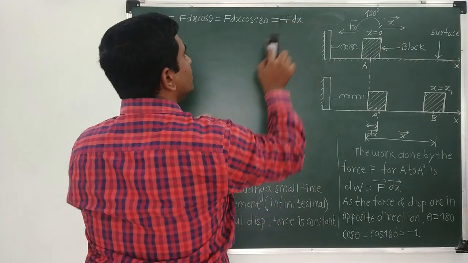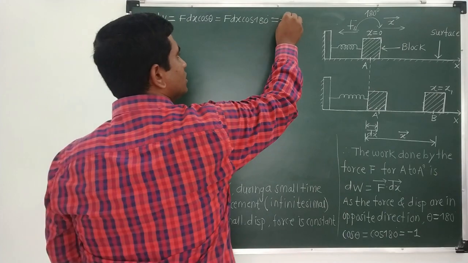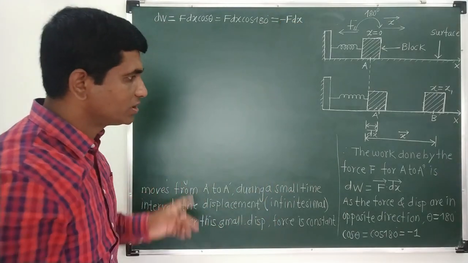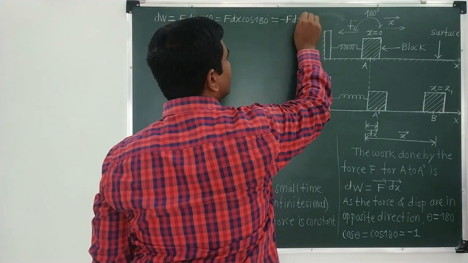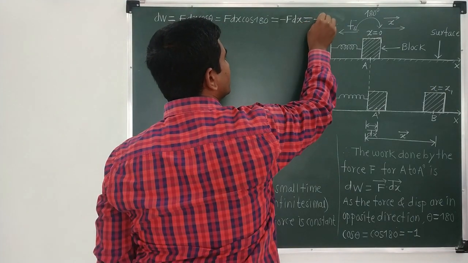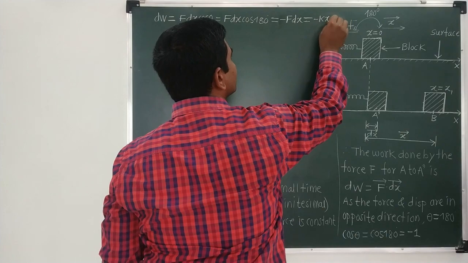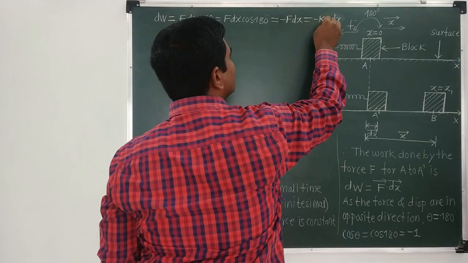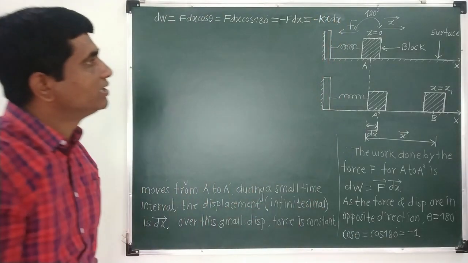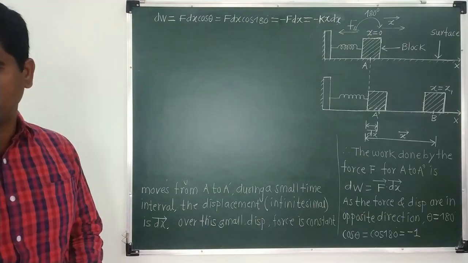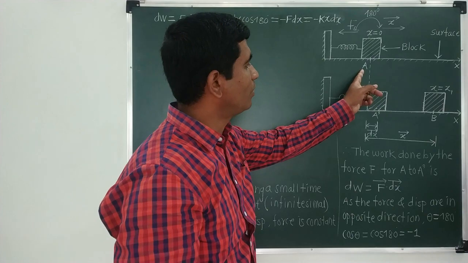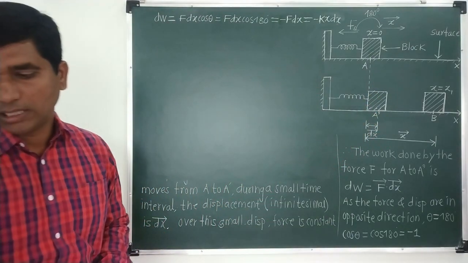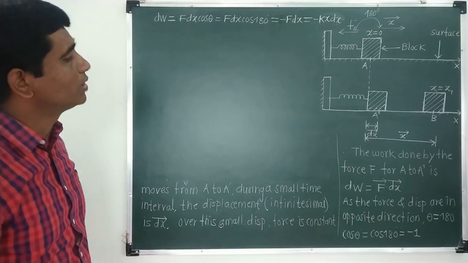But we know that this force, just we had seen, this force F is equal to kx. So we can write it here, F is equal to kx. So it is minus kx dx. So this will come out to be minus kx dx. So this is the work done over a small displacement when the block is moving from A point to the A dash point.